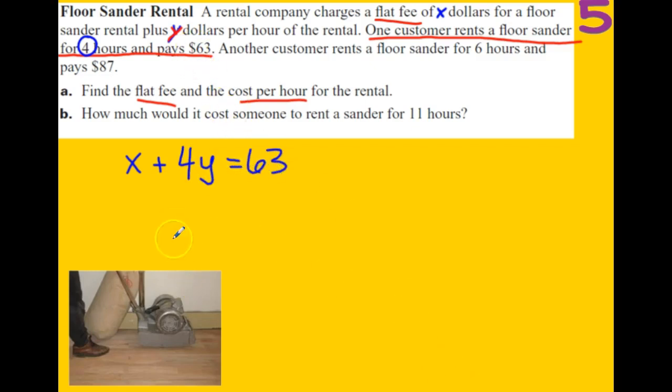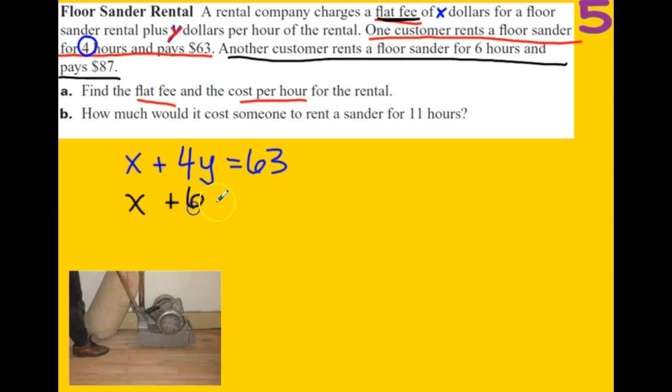The second person, another customer, rents a floor sander for 6 hours and pays $87. Well, they still have to pay that flat fee, plus they're renting it for 6 hours times the cost per hour, which is Y. Has to equal $87.